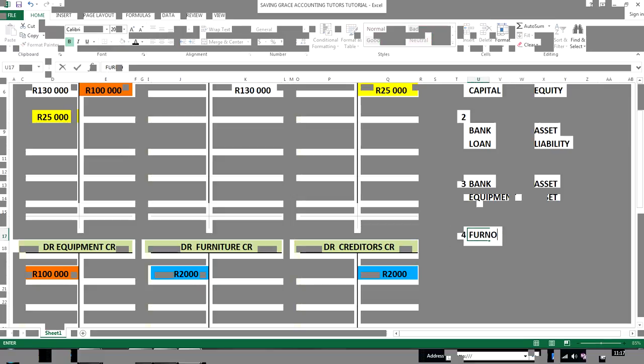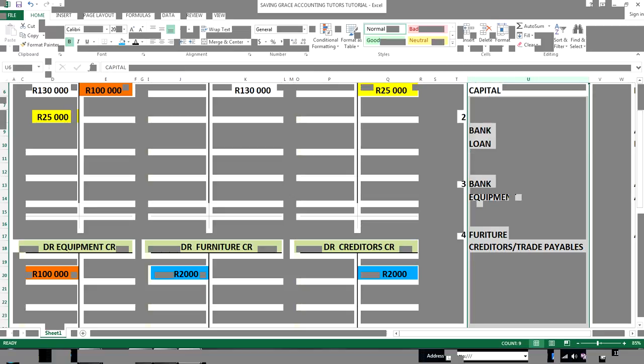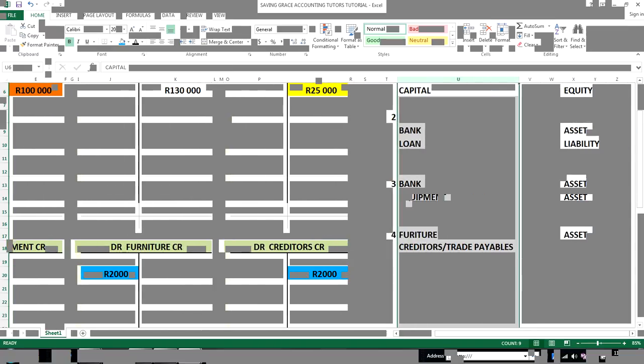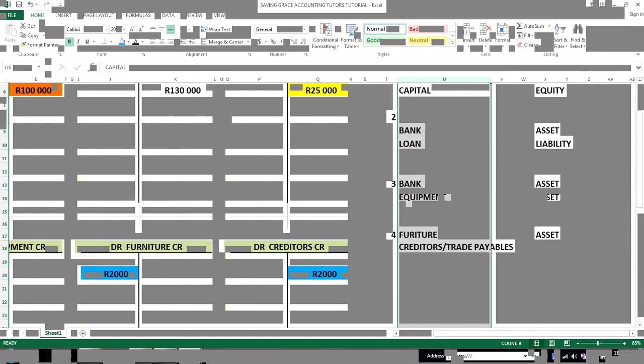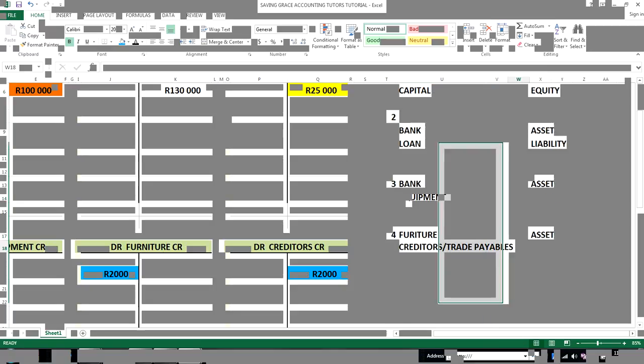Furniture. I would advise you to just make a note of all these accounts and their classifications because it will help you when you see them again to know whether they're classified as an asset, equity, or liability. So furniture is an asset, which means that it increases on the debit side and decreases on the credit side. And then we're going to have our creditors account, or as it's known nowadays, trade payables, right? So when you see trade payables, know that they're talking about creditors, all right? Trade payables, okay? And that is a liability.